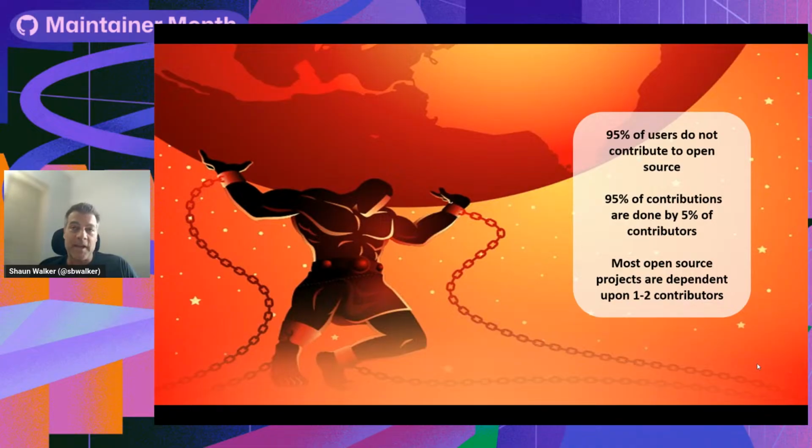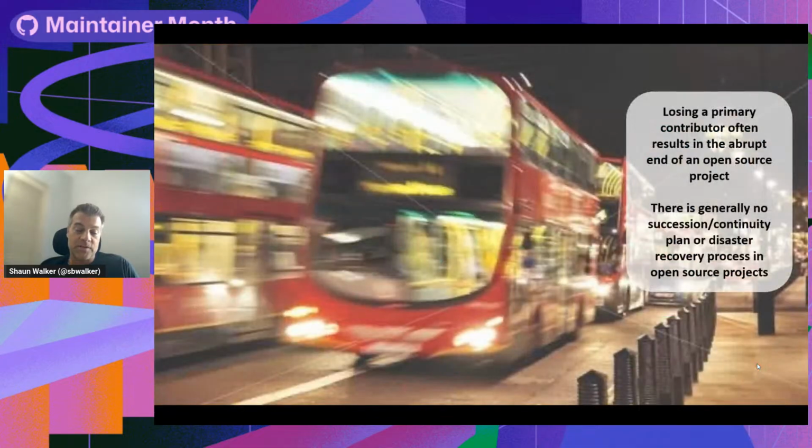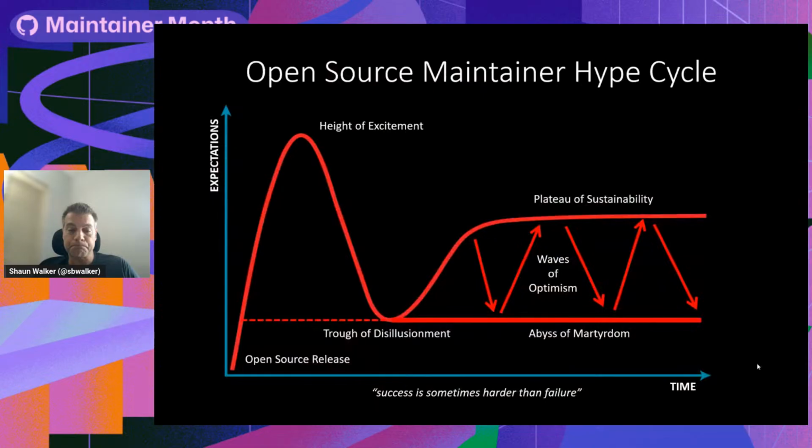So through my efforts at the .NET Foundation and in reviewing the open source projects that are part of the foundation, most open source projects are dependent upon one or two contributors, which is obviously very risky because we have this bus factor, meaning that if you lose a primary contributor of your open source project, then that often might result in the end of that open source project, because there is no succession planning or continuity planning in open source. There's no one standing in the wings, waiting to take over the project if the primary maintainer is no longer able to, right? And so these are some of the risks around open source.